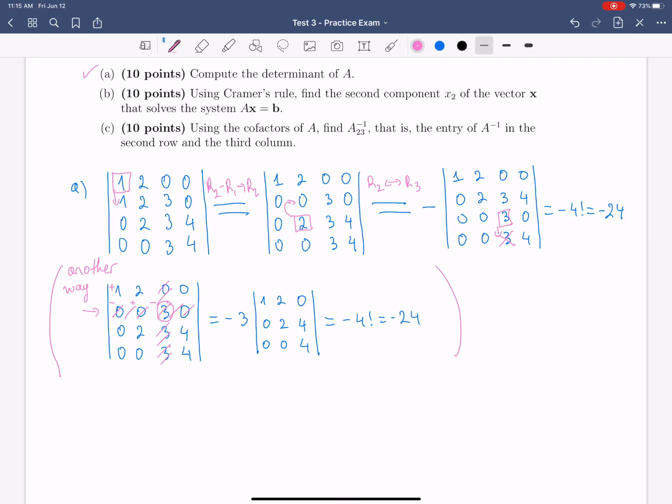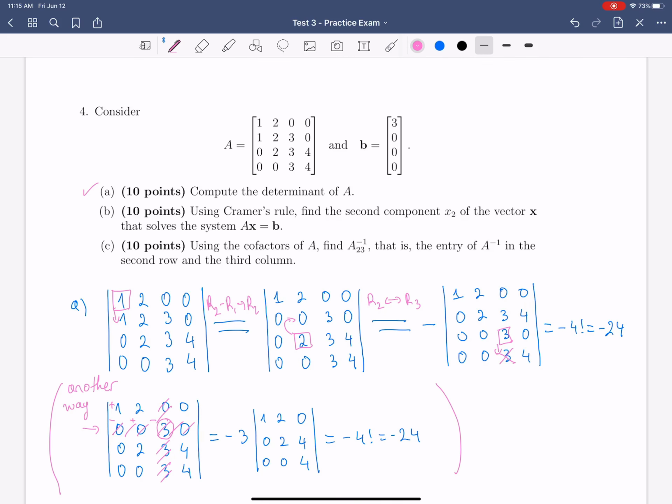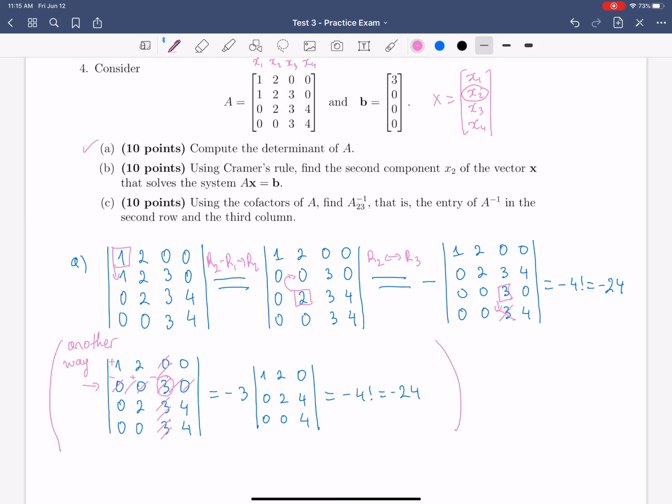Part B. Using Cramer's rule, find the second component x2 of the vector x that solves the system Ax equals b. So you think of x as x1, x2, x3, x4. These are the respective coefficients, namely the vector x has components x1, x2, x3, x4. We are only asked to find the second component, not the whole vector x. So if you understand what Cramer's rule does, then you know how to do this.